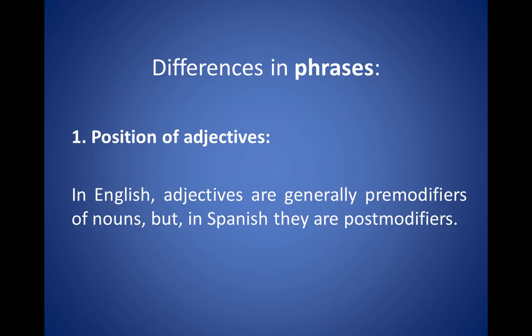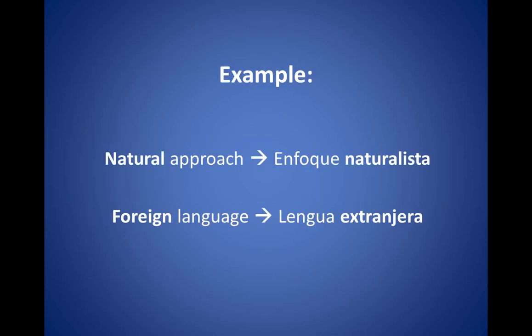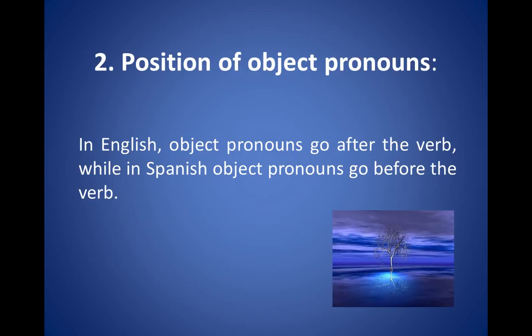Differences in phrases. 1. Position of adjectives. In English, adjectives are generally pre-modifiers of nouns, but in Spanish they are post-modifiers. Example: natural approach, enfoque naturalista; foreign language, lengua extranjera.